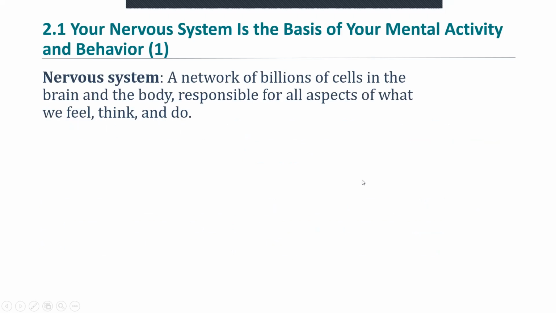Your nervous system, as it says here, is the basis of your mental activity and behavior. It's a network of billions of cells in the brain and the body responsible for all aspects of what we feel, think, and do. Your nervous system is responsible for every behavior you do, every emotion you feel, every memory you store, every thought you think, all the personality traits you have. All these kinds of things depend on your nervous system.